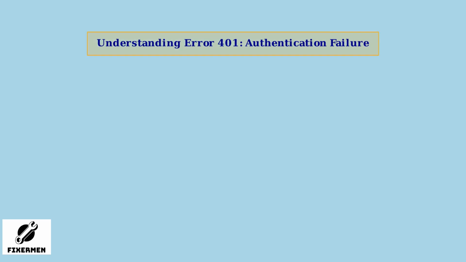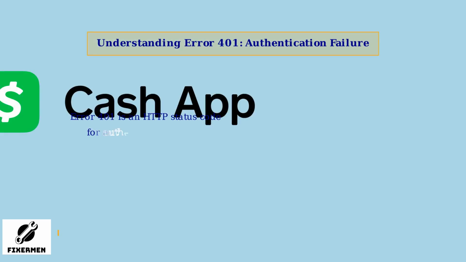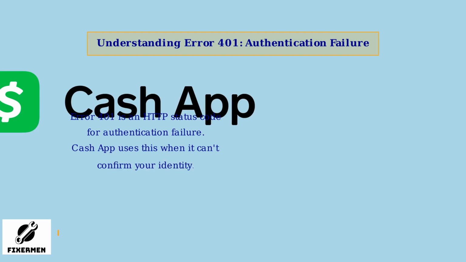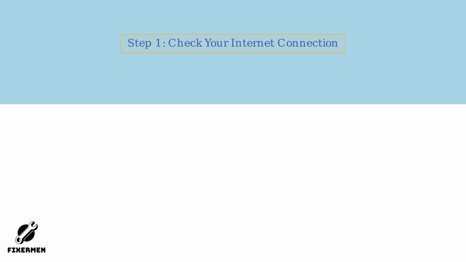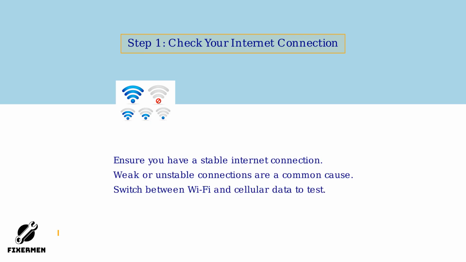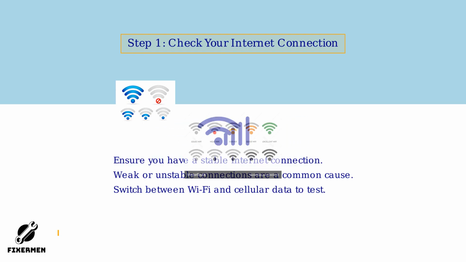Error 401 is an HTTP status code for authentication failure. Cash App uses this when it can't confirm your identity, often due to expired sessions, outdated app versions, or network problems. First, ensure you have a stable internet connection. Weak or unstable connections are a common cause of Error 401. Switch between Wi-Fi and cellular data to see if that resolves the issue.